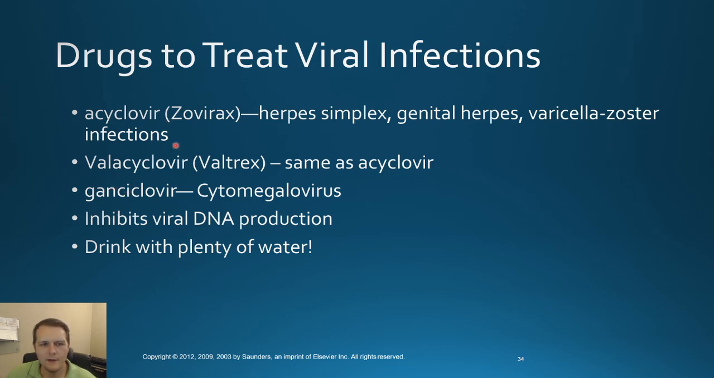Acyclovir and valacyclovir are very commonly used for things like herpes simplex, genital herpes, and shingles due to varicella. Those are all super common reasons why patients may be taking one or both of these drugs. Ganciclovir is typically reserved for immunocompromised patients who are getting more serious viral infections, things like cytomegalovirus, which can be deadly in some cases. Essentially, these drugs work by inhibiting viral DNA production. They prevent viruses from developing their own DNA, and thus they eventually die off.